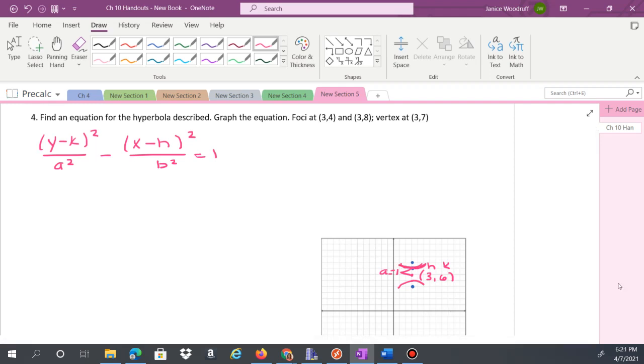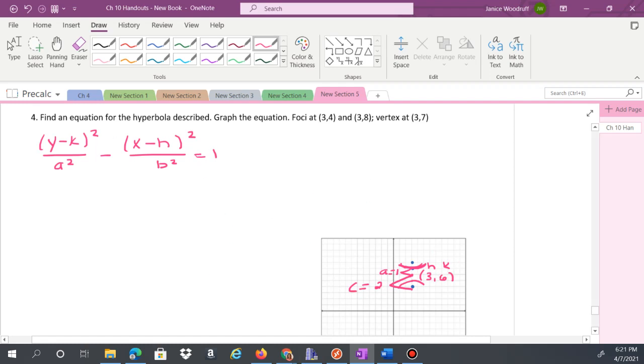Question? Yes. So from the center to either of the vertices is your a. From the center to your foci is c. So from the center to the foci here is 2. Okay, so we have a and c. We need to find b, and then we can write the equation.